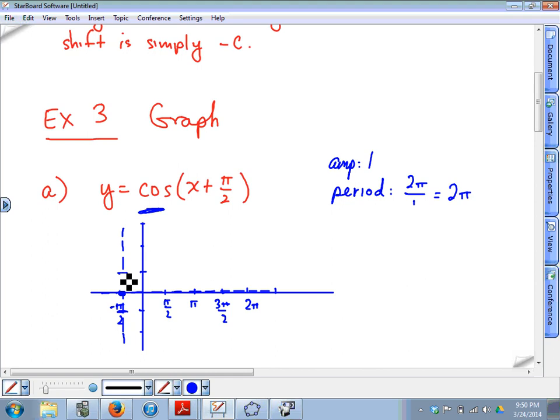The cosine graph actually starts at the top of its amplitude, and if we retain a distance of 2 pi units, that's going to end right here at 3 pi halves. So then the cosine goes down through 0. It's at its lowest point, back up through 0. Now it's at its highest point. That's the end of the cycle.